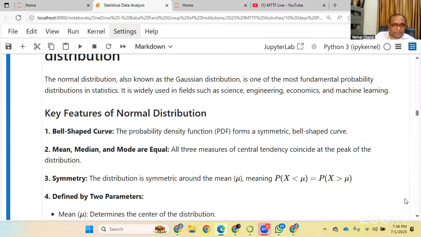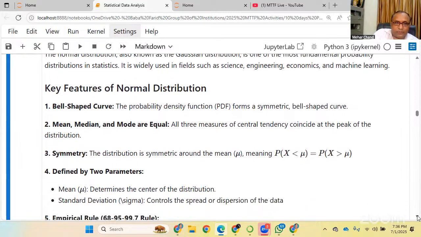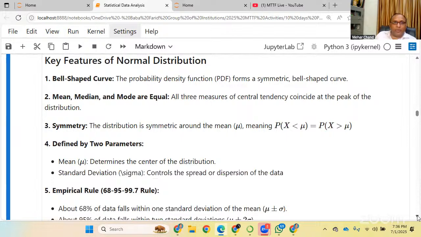Mu is the symbol for the mean, and it defines the two parameters. So these are the two parameters. One is mu, which determines the center of the distribution, and the next we have the standard deviation.